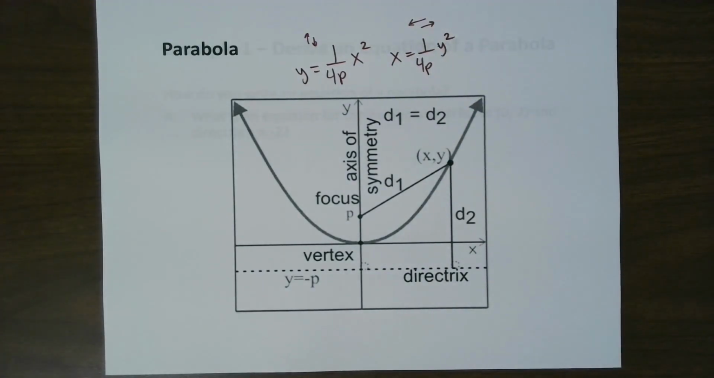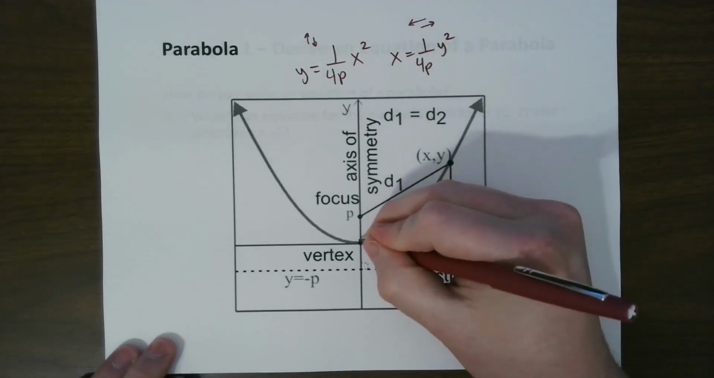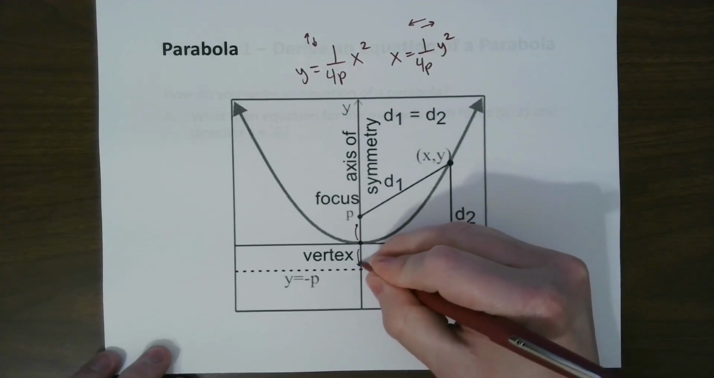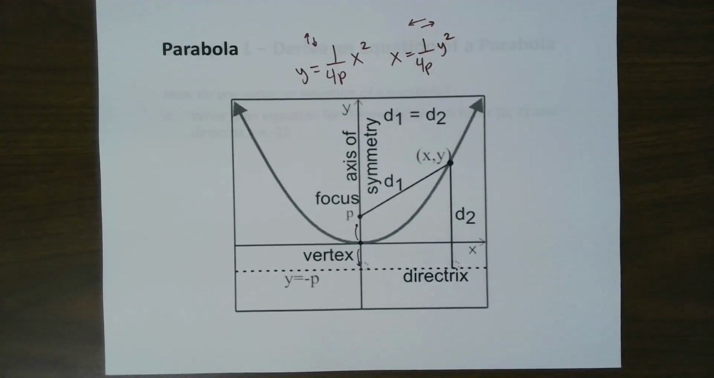You'll see what I mean in a minute, but these are the equations that we need to know. P is the distance from the vertex to the focus. The directrix is the opposite distance, or negative p. So you have to keep that in mind when you write these equations.